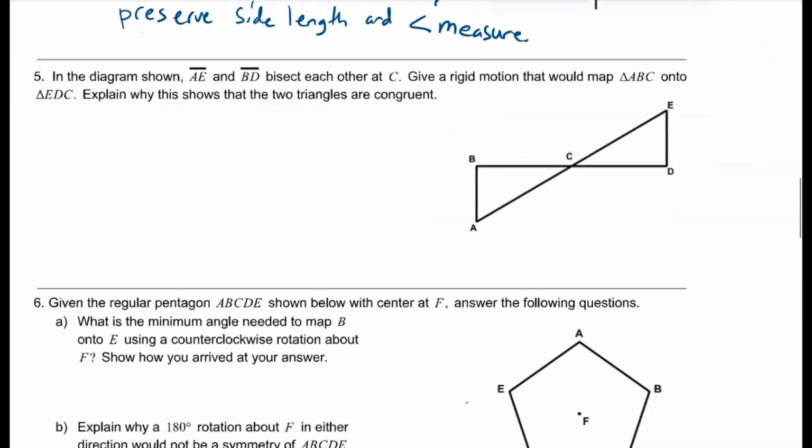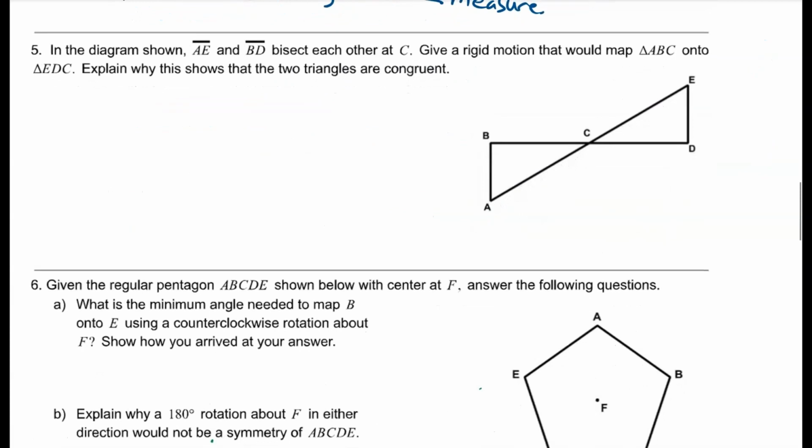Number 5. In the diagram shown, AE and BD bisect each other at C. So BC is the same as CD. Give a rigid motion that would map triangle ABC onto triangle EDF. So just one thing to note is that if this is the order of the letters they're giving me, A should map onto E, B should map onto D, and C should map onto C. So I'm going from ABC, so I'm starting there, and I want to get to that triangle.